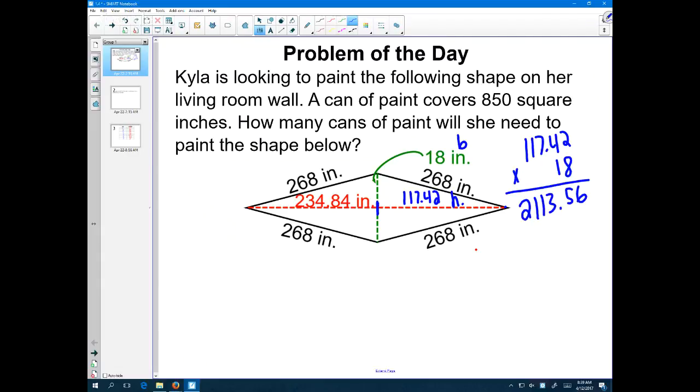So this is actually your answer in inches squared. Now you could divide that by 2, right? Because each one's that, but then you'd have to add them together or still multiply by 2. So you get the same answer. So it should have been 2,113.56 inches squared, or square inches.